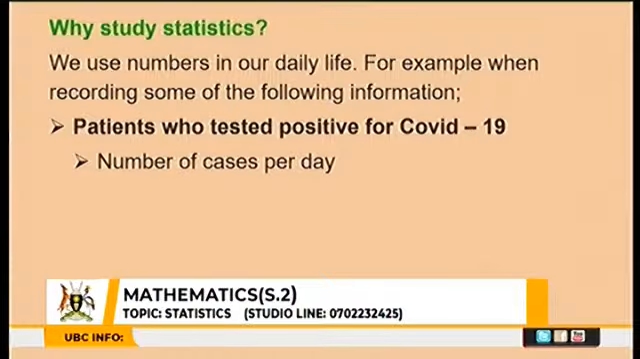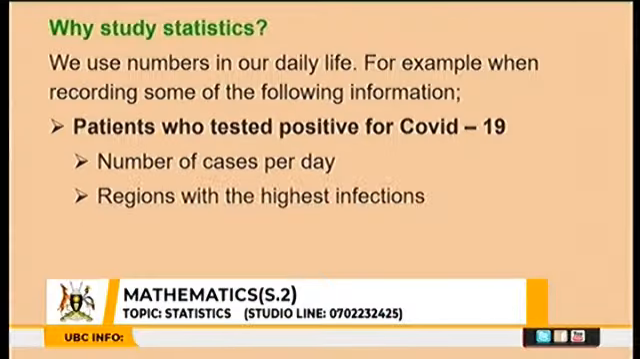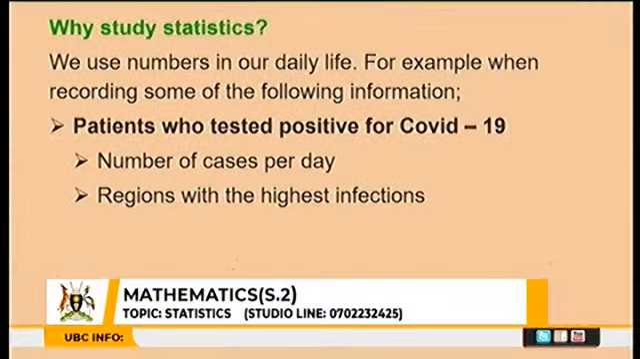Let's look at what's happening now. For example, we have patients who have tested positive for COVID-19. Statistics is going to help us to get the number of cases per day. We can determine how many people have been infected per day using statistics. Statistics is also going to help us to look at regions with the highest infections. Because you have that data collected, it is going to help you to find the regions with the highest infections.